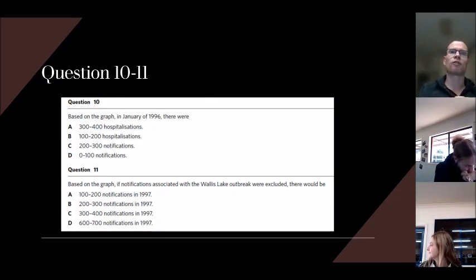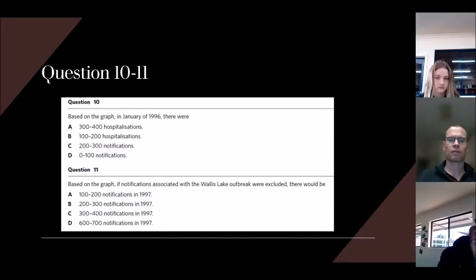Based on the graph, if notifications associated with the Wallace Lake outbreak were excluded, there would be how many notifications? So if we excluded the notifications from the outbreak.